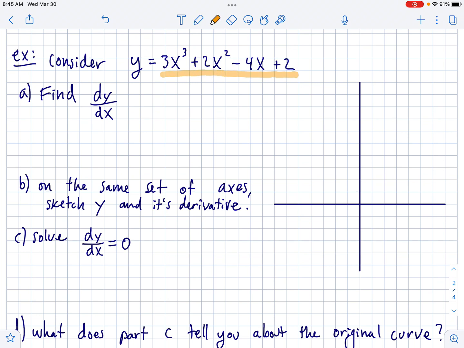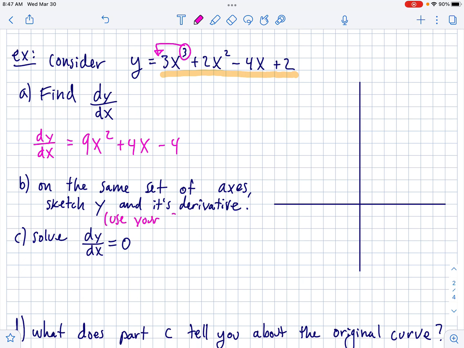All right, let's do some examples. So consider that curve right there, 3x cubed plus 2x squared minus 4x plus 2. First, find dy/dx. Well, dy/dx is just taking the derivative. So using the power rule, the old pop and drop, we get 9x squared plus 4x minus 4.